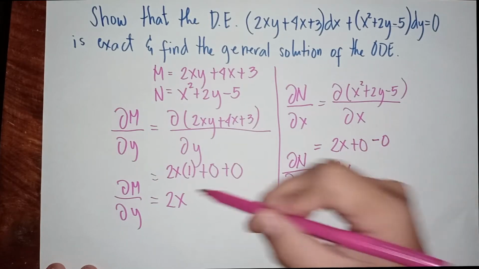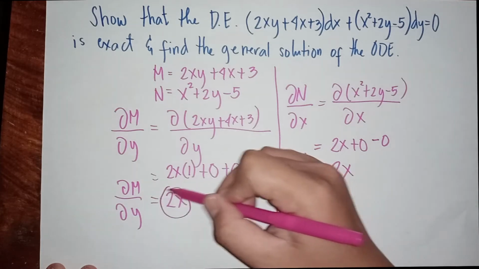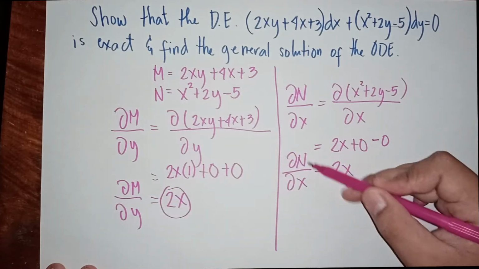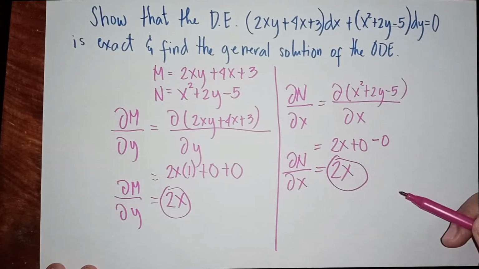As you can see, the value of the partial derivative of M with respect to y and the value of the partial derivative of N with respect to x are equal. So therefore, we can say that the given differential equation is exact.